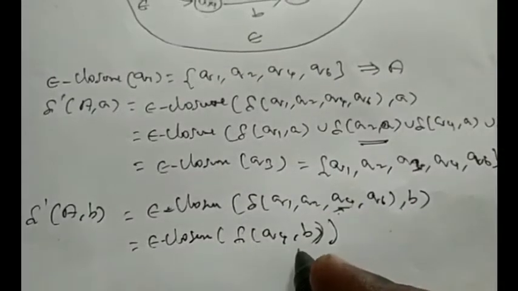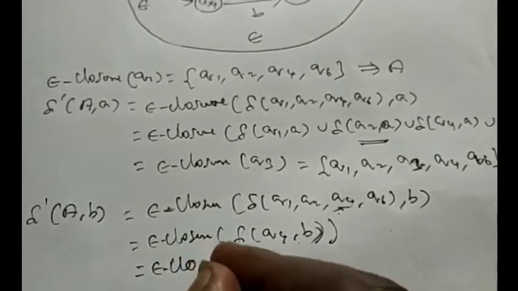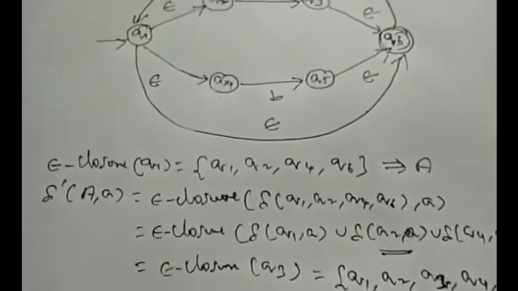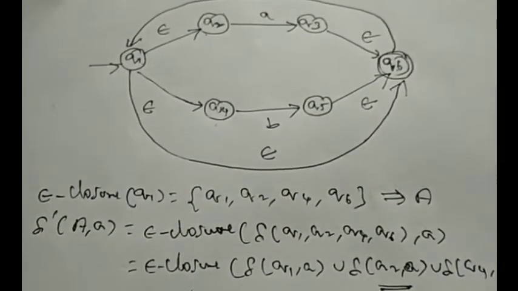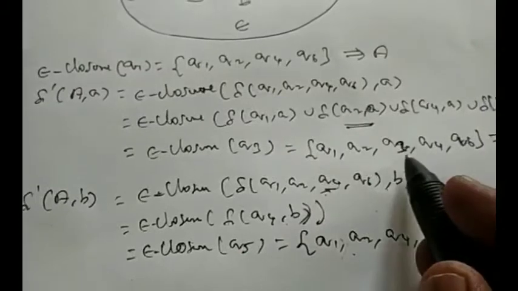So when I apply Q4 comma B, Q4 B actually goes to Q5. So epsilon closure of Q5: it goes to Q5, Q6, Q1, Q2 and Q4. So Q1, Q2, Q4, Q5 and Q6. Okay, so this is not the same state which we have generated in B. There I have Q3 but Q4 does not exist over here. Definitely it's going to be a new state.